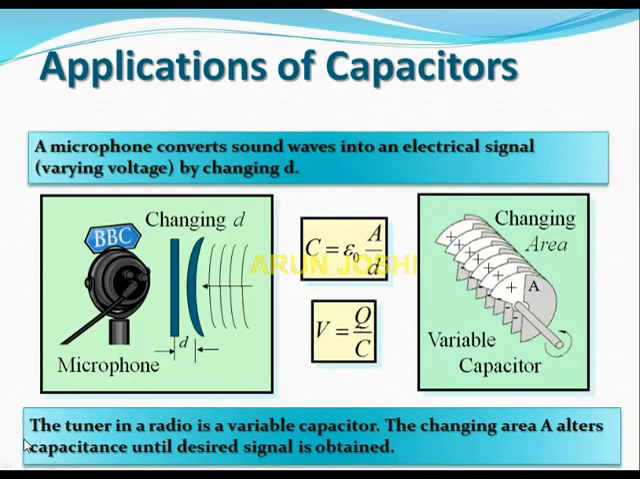Similarly, there is another application of capacitors, like it is used in a microphone. A microphone converts sound wave into electrical signal by changing the D, because later on we will discuss that capacitance is given by epsilon naught A by D, where D is the distance between the plates. If we change the D, capacitance also changes. Similarly, when you tune a radio, we use a variable capacitor. Of course, in television also, when you change the channel from one network to another, we use the capacitor in that circuit. Of course, there is the LC circuit, so we will discuss it later.